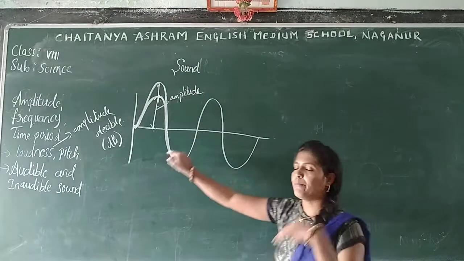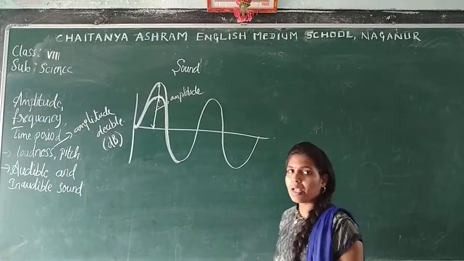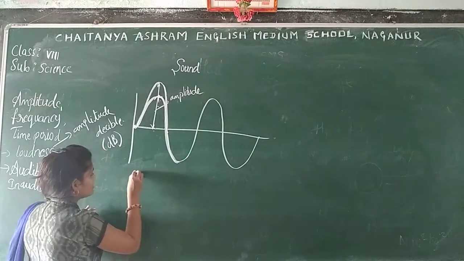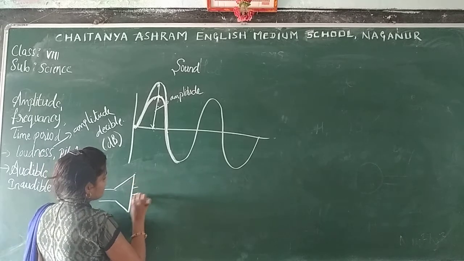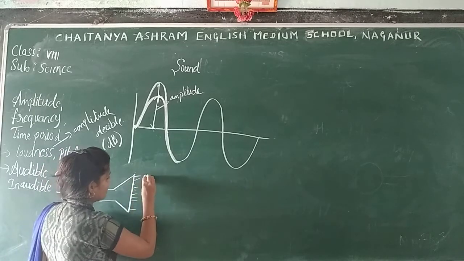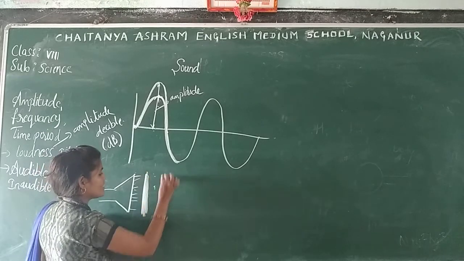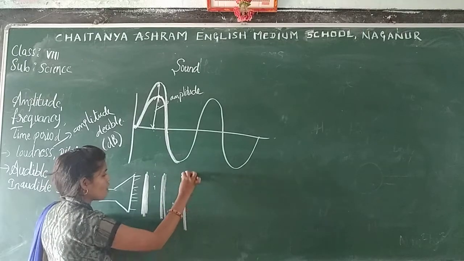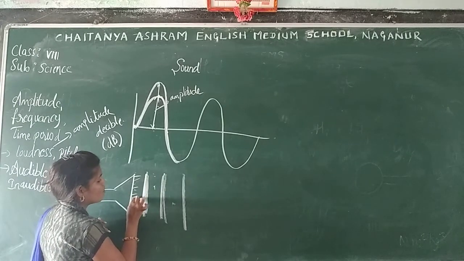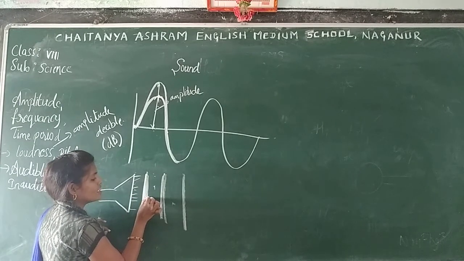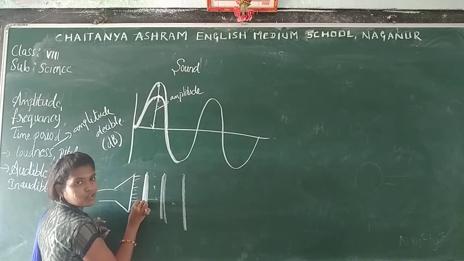Amplitude means what? It is the maximum distance moved by the object. If we consider this as a sound source, here the energy is transmitted to the particles. This is rarefaction, this is compression, this is rarefaction, compression. The particles move here and come back to here. They transfer their energy to here, again come back to here.